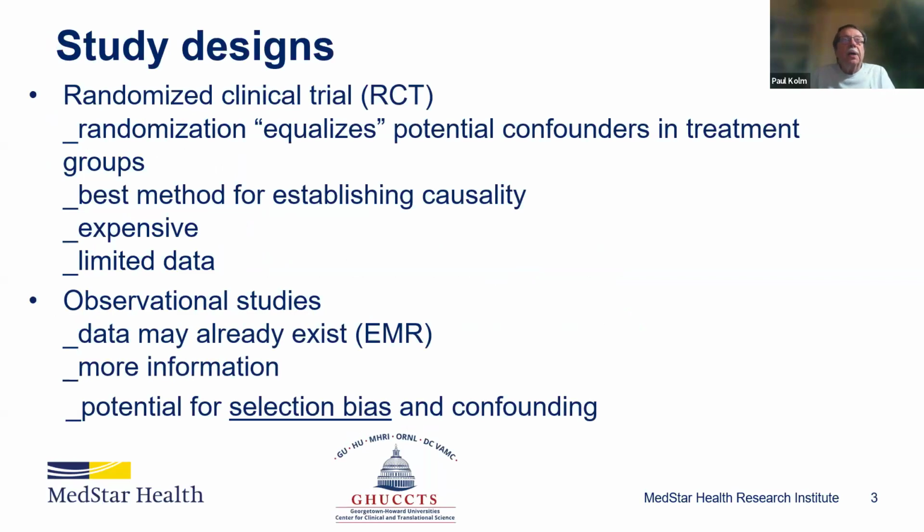As probably everyone knows, a randomized clinical trial is really the gold standard of research designs. And of course, the reason for that is because the randomization process, at least hopefully, equalizes potential confounders in the treatment groups that you're looking at. Let me just say that it works almost all the time if you have sufficient numbers. If you have a small study, then it may not actually work.